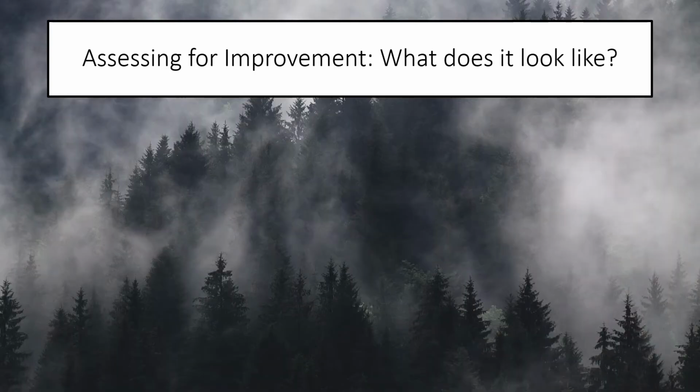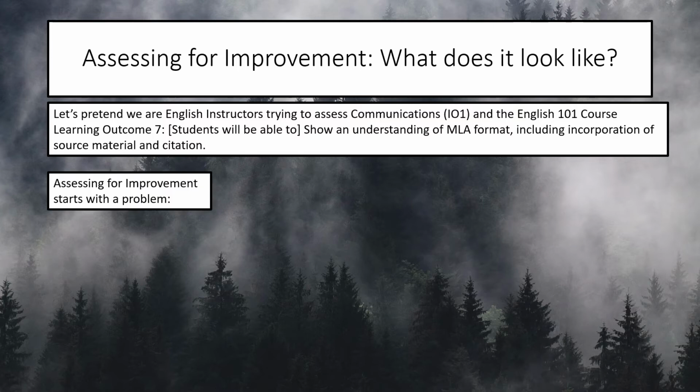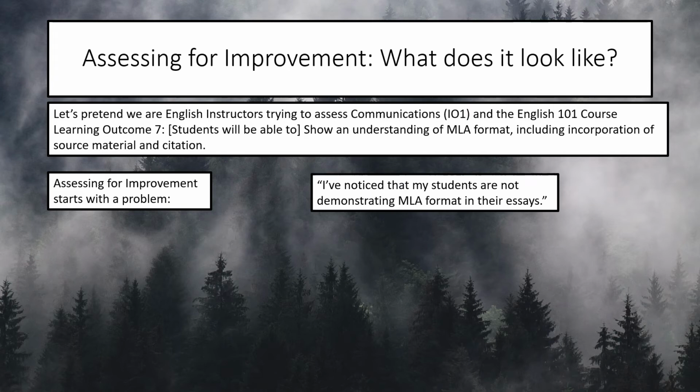So what does assessing for improvement look like? Well, let's take the same example. Pretend we're English instructors trying to assess communications, institutional outcome 1, and the English 101 course outcome, Learning Outcome 7. Students will be able to show an understanding of MLA format, including incorporation of source material and citation. Well, when you assess for improvement, you start with a problem. So you might say, I've noticed that my students are not demonstrating MLA format in their essays.